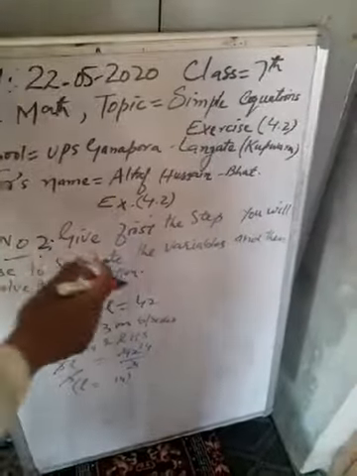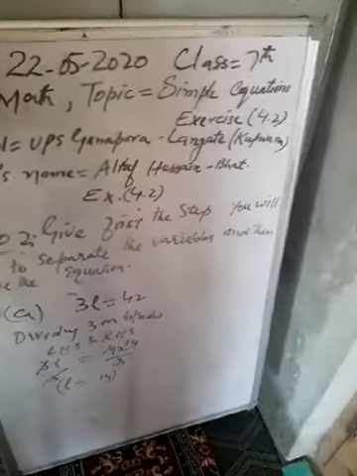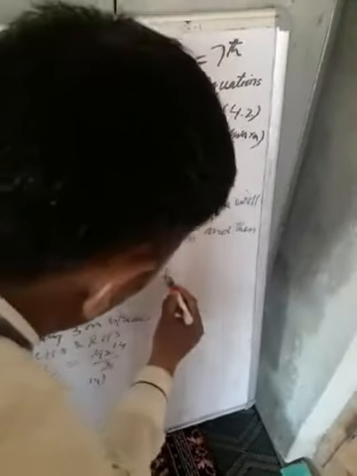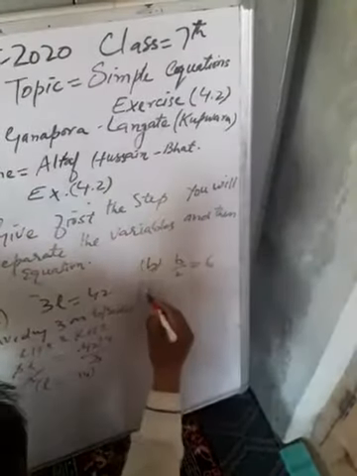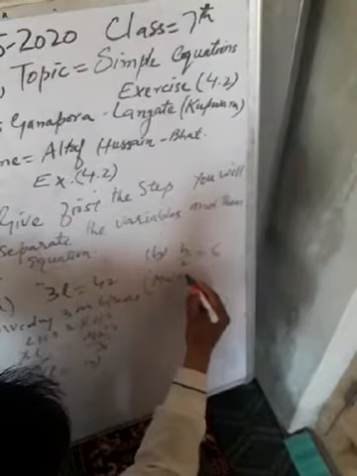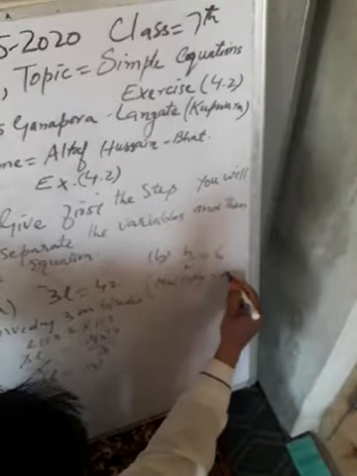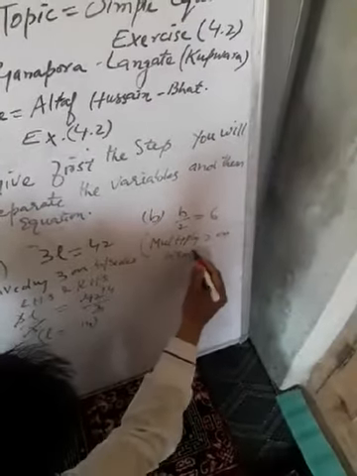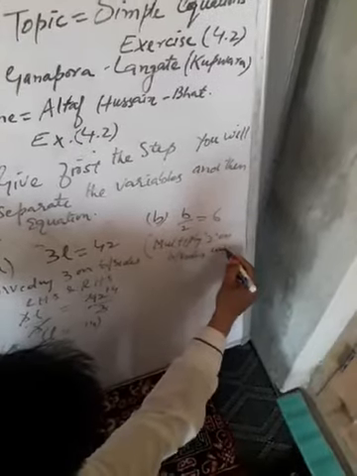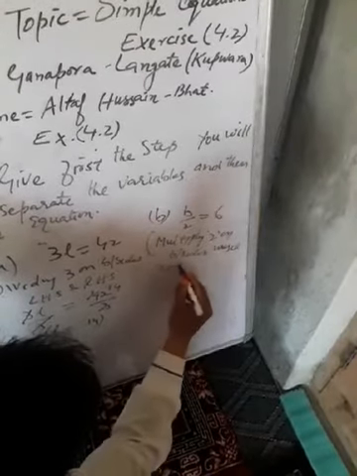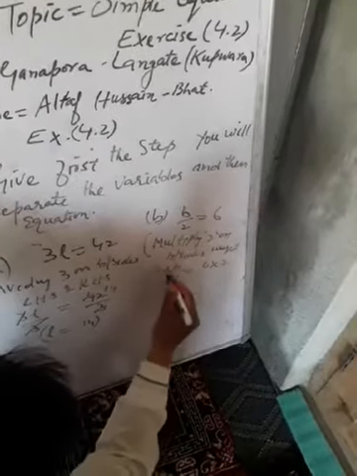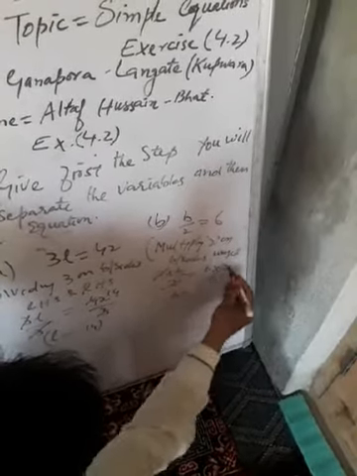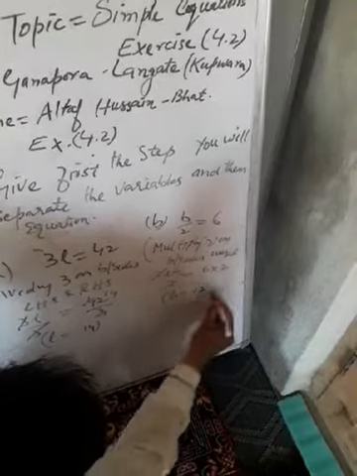B part. b divided by 2 is equal to 6. We will do multiplying 2 on both sides. We get 2 multiplied by b divided by 2 is equal to 6 multiplied by 2. So 2 and 2 gets cancelled. So b is equal to 2 into 6. 2 sixes are 12.